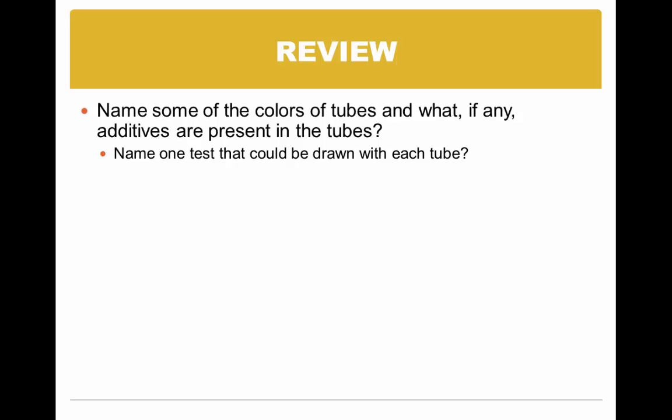Name some of the colors of the tubes and what, if any, additives are present in the tubes. And name one test that could be drawn with each tube. Plain red has no additive. Gold or tiger top has a silicone clot activator and thixotropic gel serum separator. Blue has sodium citrate. Green, lithium heparin. Lavender has EDTA. And gray has potassium oxalate in it. And then I will ask you next week a test that could be drawn with each of those tubes.